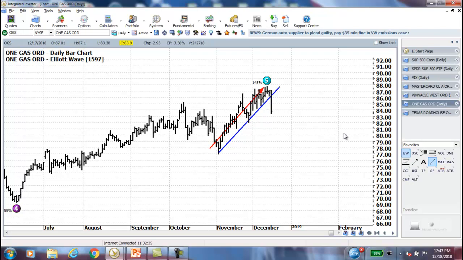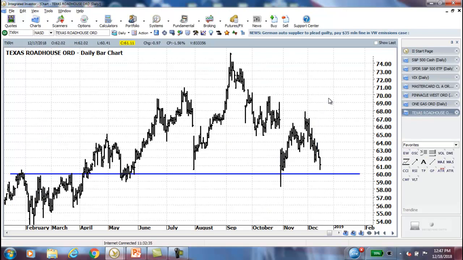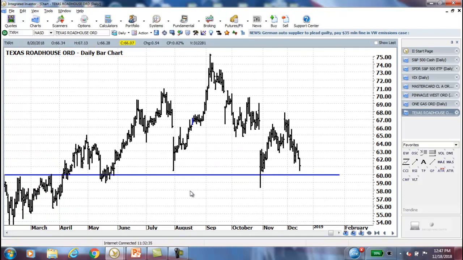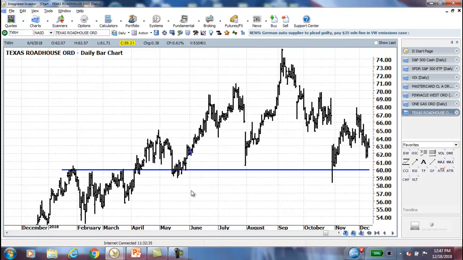Apologize for the voice. And then last but not least, the newest case study that I want to look at for this week is Texas Roadhouse. You can see this huge area of support right down here at 60. At the beginning of the year, it was resistance.